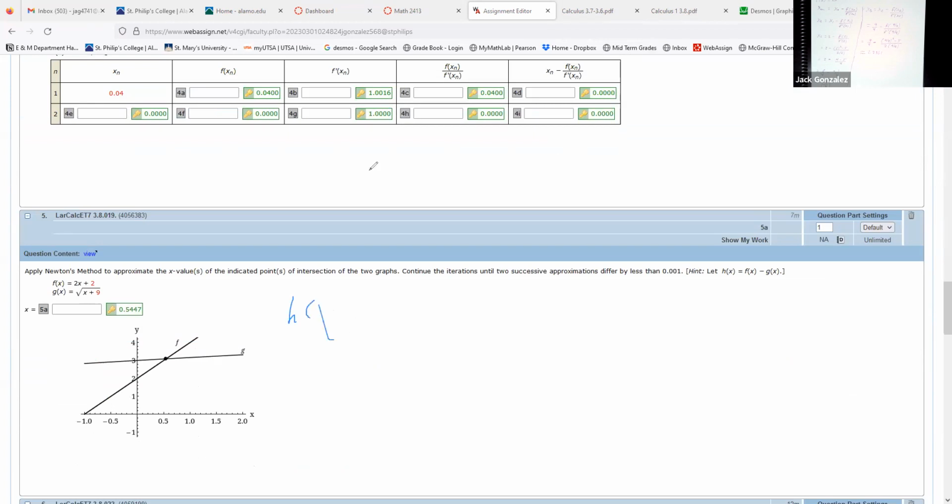Whoops, my computer froze. And h is just equal to 2x plus 2 minus the other function, x plus 9. So just use this function here for the formula up top.